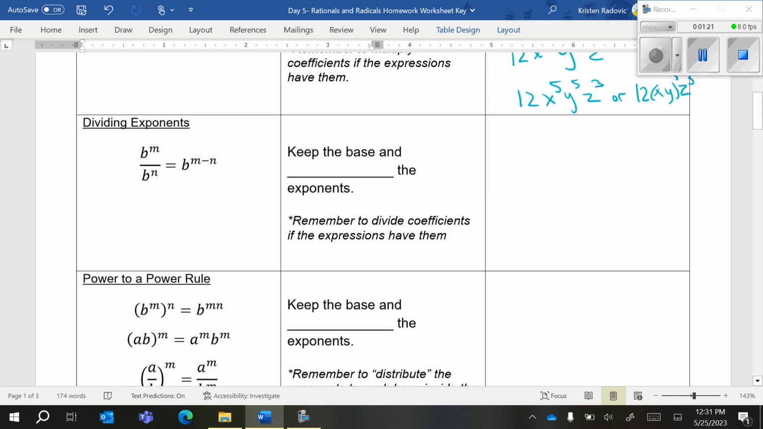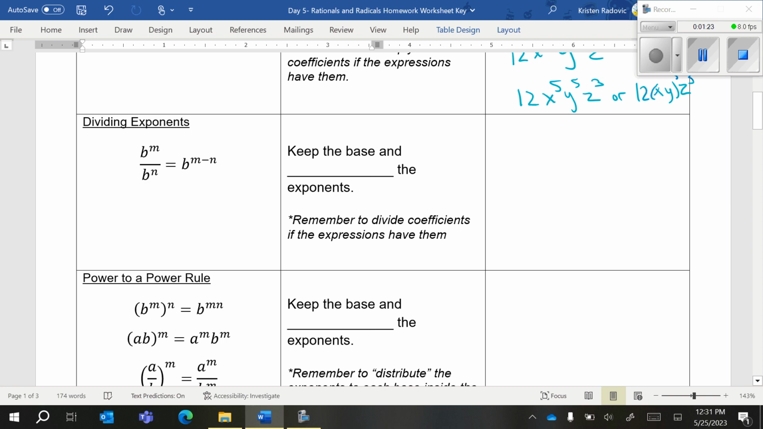The next one up is when you are dividing bases. When you divide bases, you're going to keep the base the same, and you're going to subtract your exponents.